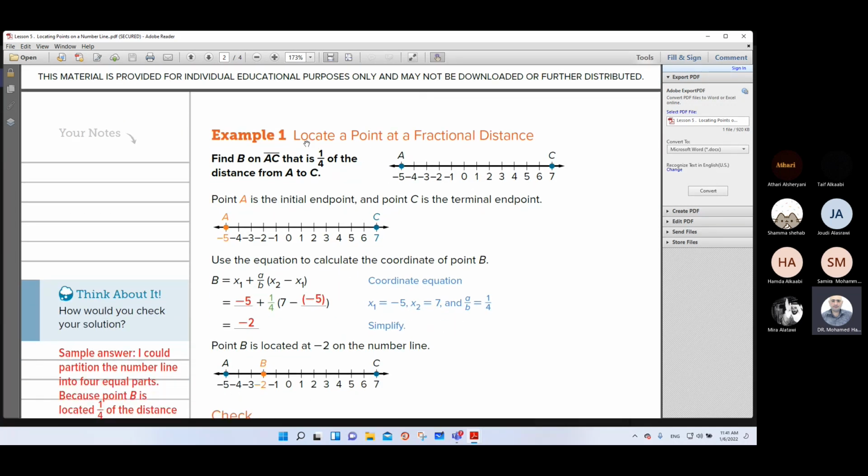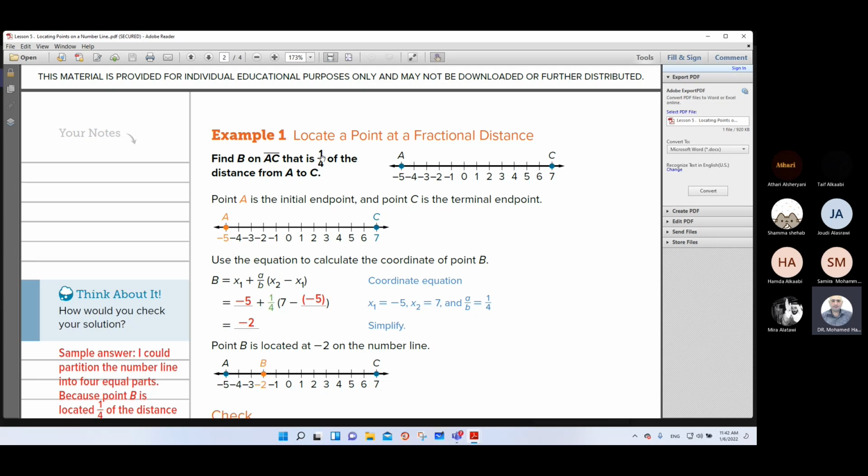The question: locate a point at a fractional distance. Find B on AC. We have this segment. This is the initial point and this is the terminal point. And we have a point B between A and C. We want to know where B is. Is it close to A? Is it close to C? Is it in the middle? How to know it? We have here a ratio.